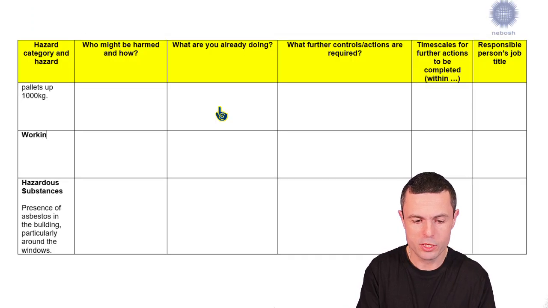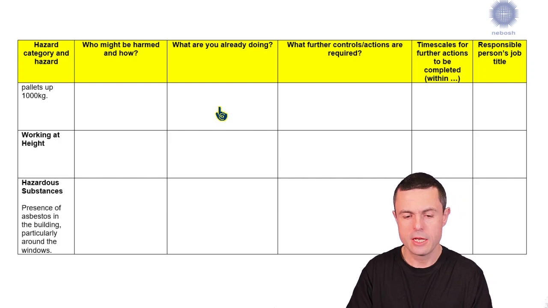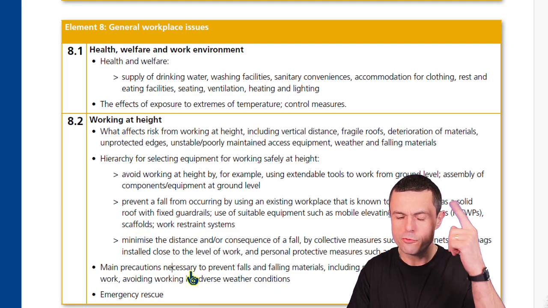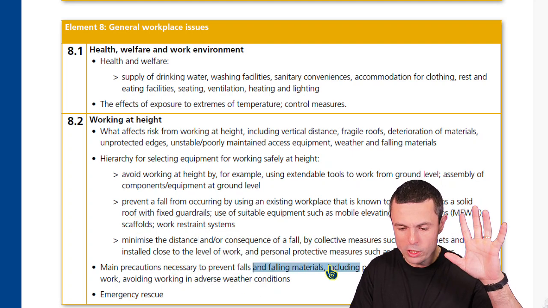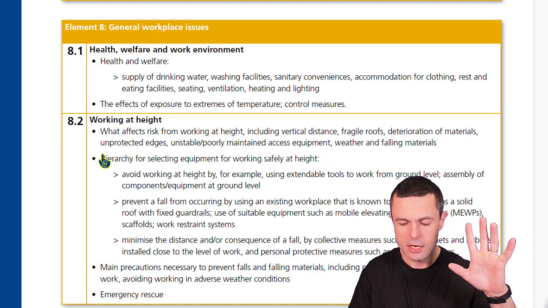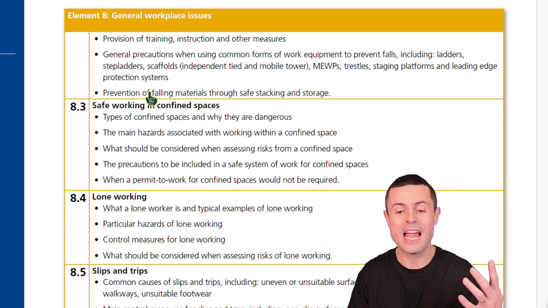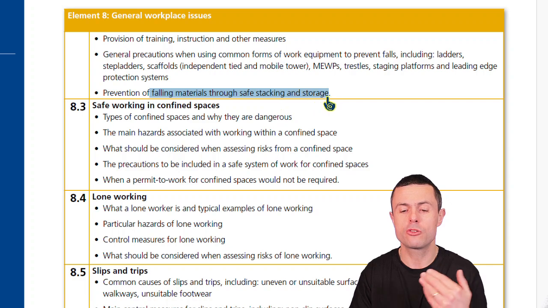So we're going to type working at height. Now it's well worth just pausing for a moment and remembering just how broad a topic this is. Let's just take a quick look at the syllabus to see what's in there. So we have all of the fall stuff, things like fragile roofs, prevention of falls, but it's not just falling from things, it's also falling materials. And we've also got all of the different types of equipment, like step ladders and scaffolds and mutes, trestles, platforms, and again, falling materials through stacking and storage.